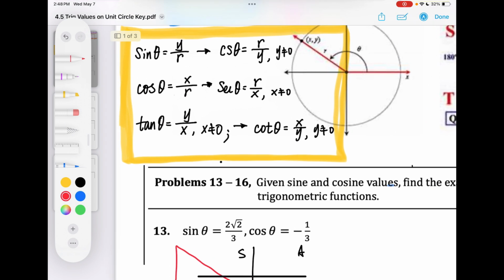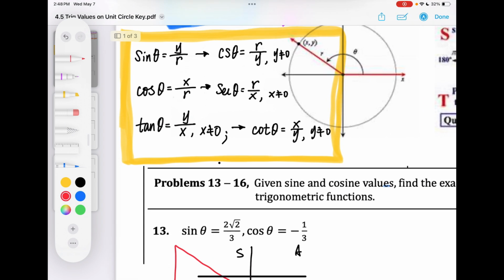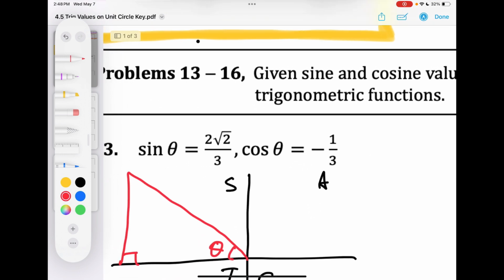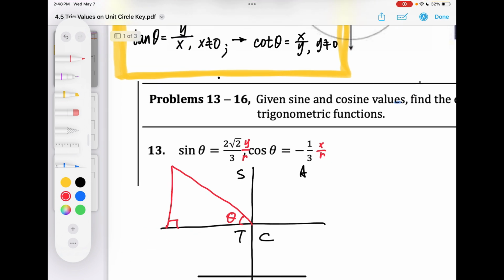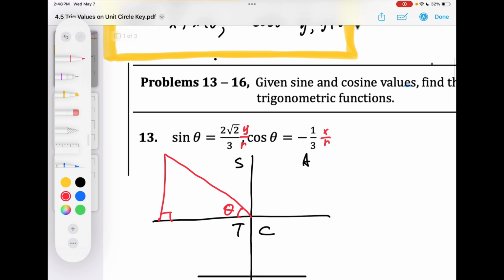So we know that sine by the formula is equal to Y over R and cosine is equal to X over R. So what you see is what you get. Sine is equal to Y over R and cosine is equal to X over R. So what do you see with the awesome eagle eye? You know that my R, which is my hypotenuse, the radius of the unit circle, is equal to 3. Perfect.